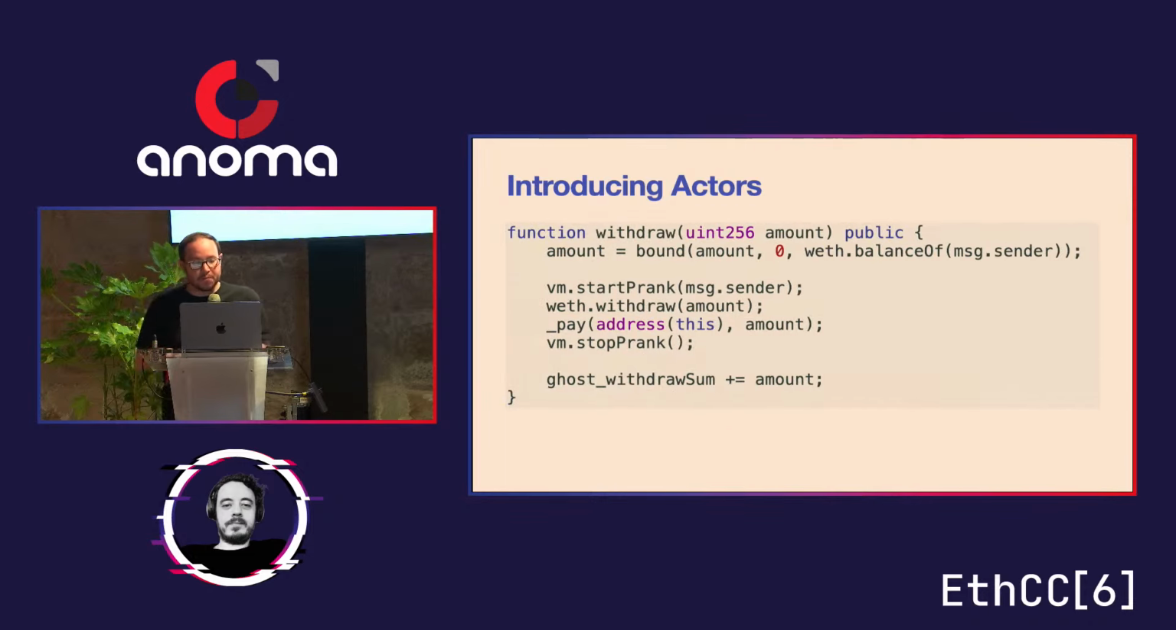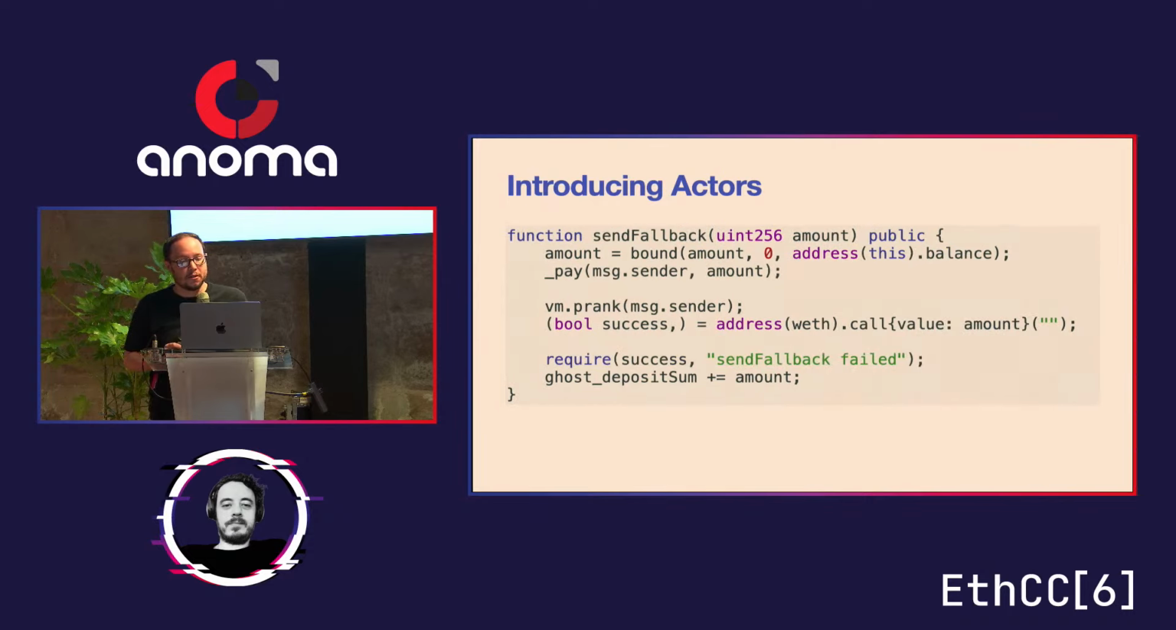We'll update withdraw. So you can see here we're going to change the constraint from the balance of the handler contract to the balance of the caller, message sender. We'll prank message sender, make the withdrawal. And then one additional thing we're doing here is we need to send that ETH back using pay to the handler to keep it circulating the way we expect. And then similarly, we can update send fallback. This is basically like deposit. Pay the caller, prank the caller, pass that through.